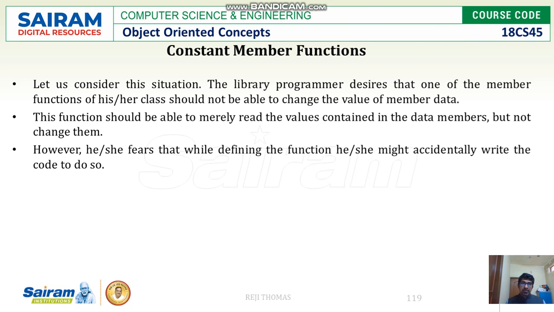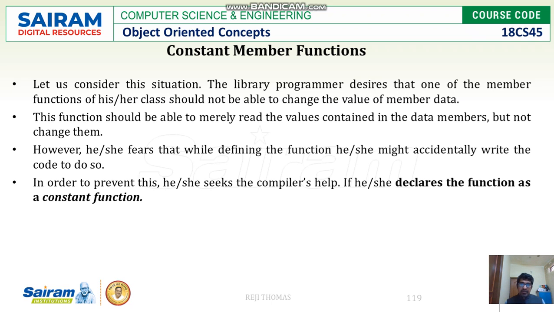So he can define the function that way, but still he worries that the application programmer might accidentally write the code to do so. He may change it. Not the application programmer, the library programmer only. He may accidentally write the code to do so. So what he can do is declare the function as a constant function. So he is going to seek the help of the compiler. The compiler is going to help him if he writes the declaration of the particular function as a constant function.